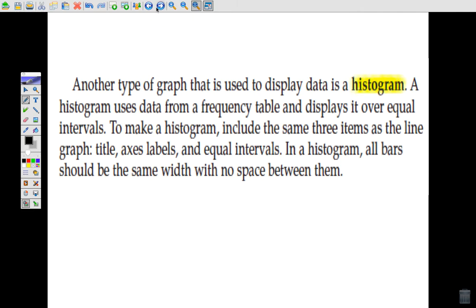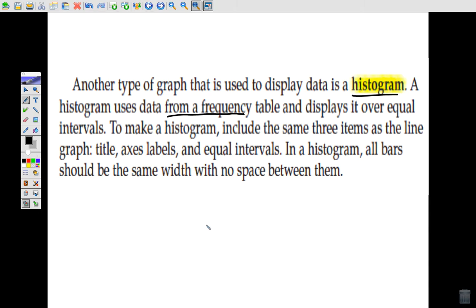Okay, another type of graph that is used to display data is a histogram. Now, in the last stats little video that I made, we talked about what a frequency table is. Okay, a histogram uses data from a frequency table and displays it over equal intervals. To make a histogram, include the same 3 items as the line graph: a title, axes labeled, and equal intervals. In a histogram, all bars should be the same width, no space between them.